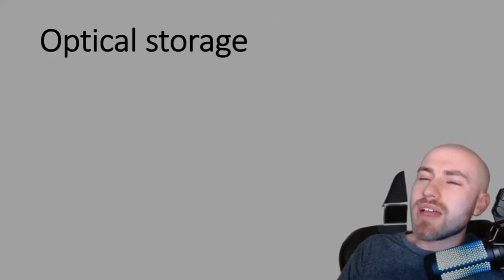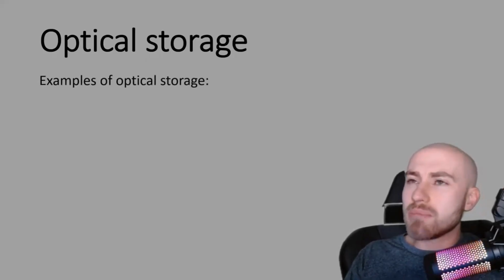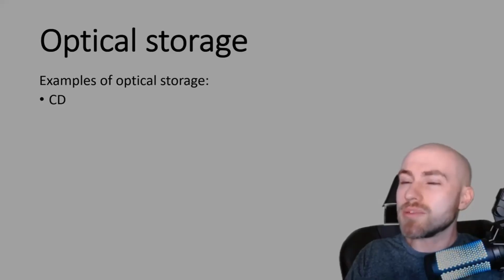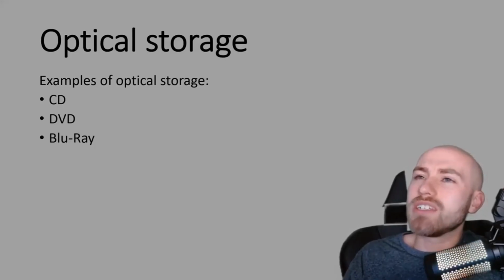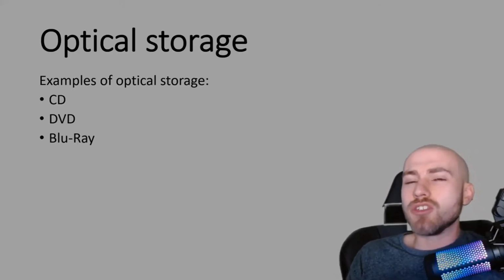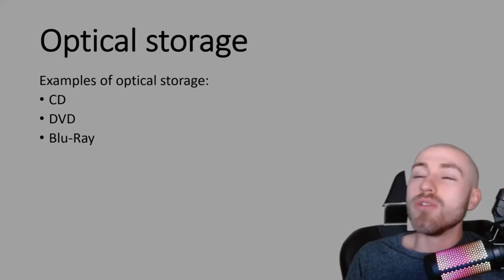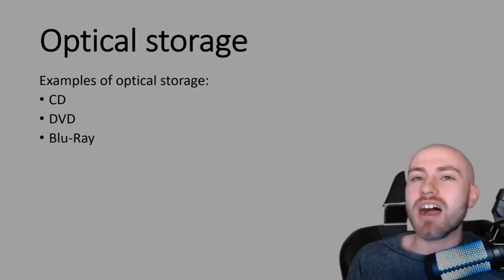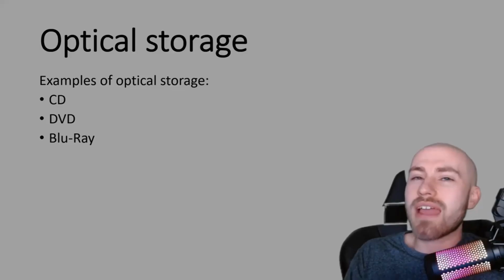So let's have a little look at optical storage first. So if we've got some examples so you can picture it a little bit easier. So a CD is an optical storage device, a DVD. When you're asked questions about why you would choose optical storage, you need to be able to justify why you think optical storage is better than another type of storage, or maybe worse than another type of storage, depending on whether you need to argue for or against. So to do that, we need to know about the characteristics.